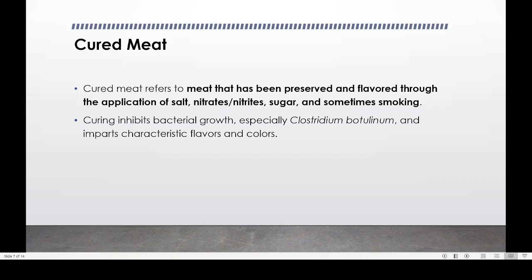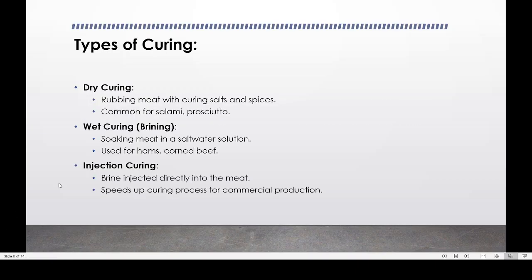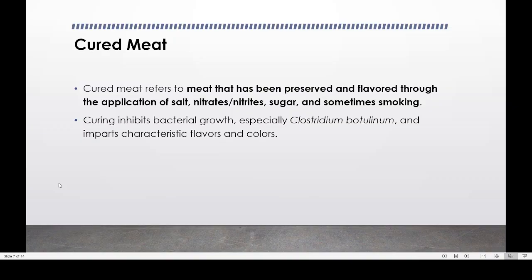So here, what are the things that we are applying? We may be applying salt, we may be applying nitrite. Nitrite is also a kind of salt. Then sugar will be applied, and sometimes smoking will be done. So all this process will be giving the meat a special taste and flavor. That is a peculiarity of cured meat.